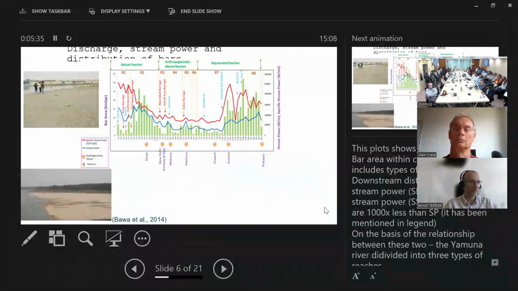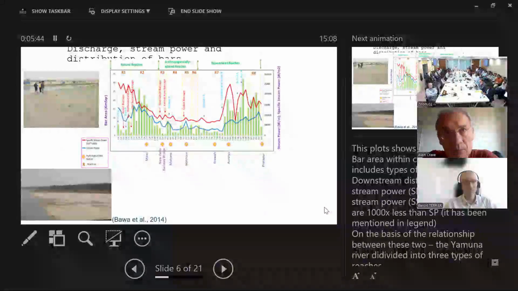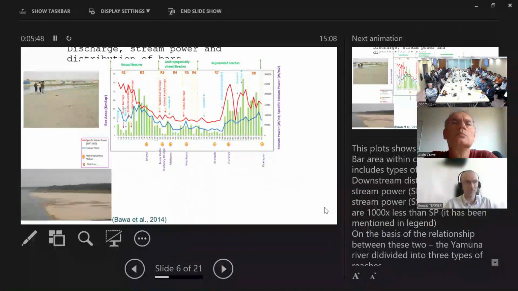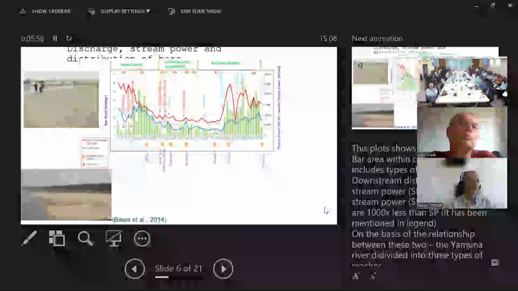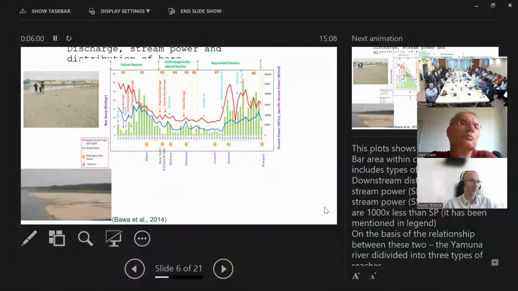So in the older work, we have defined the river into three major parts: natural reaches, anthropogenic reaches, where it is not behaving according to the energy, and then rejuvenated reaches, which come because of those tributaries. Here you can see this is the downstream part after the confluence of the Chambal. You can also see the sand has changed. It is much more pink in color because of the granitic origin of the sand, whereas the Himalayan sand is much more grayish.